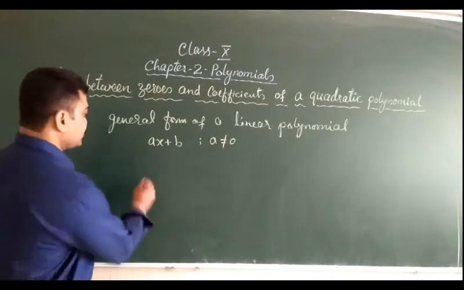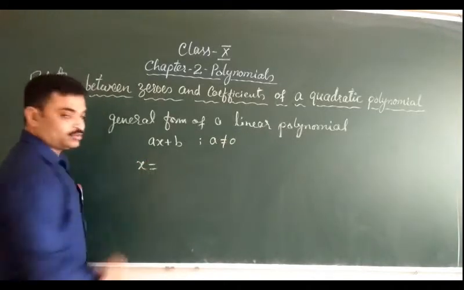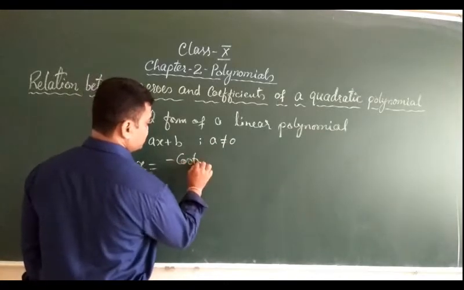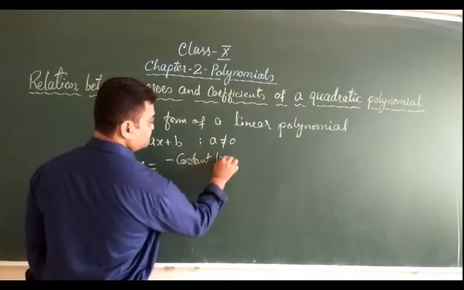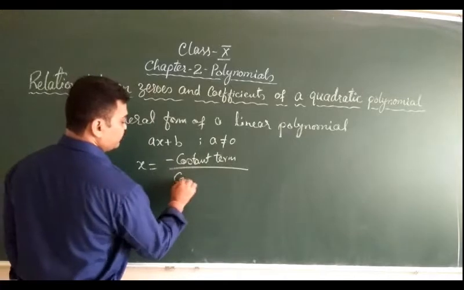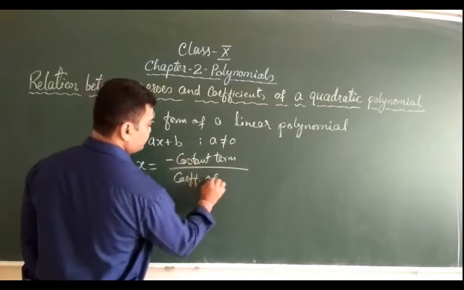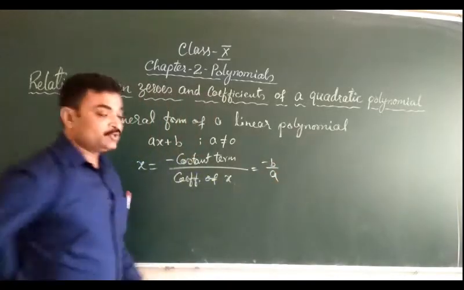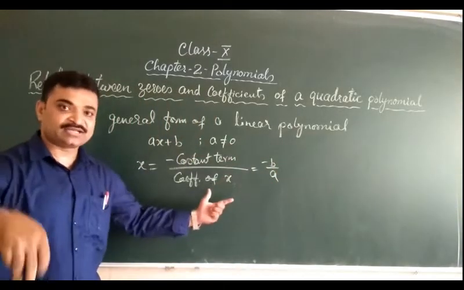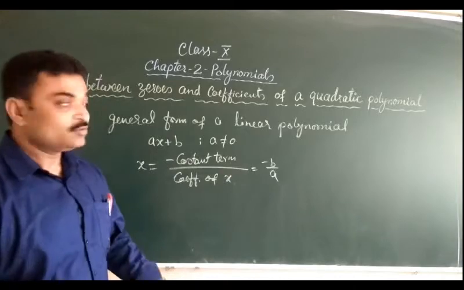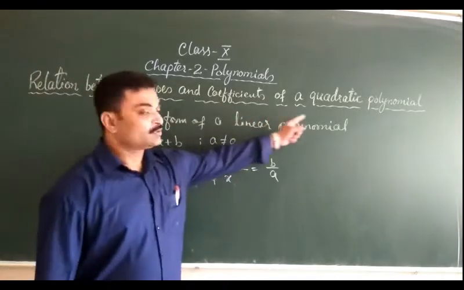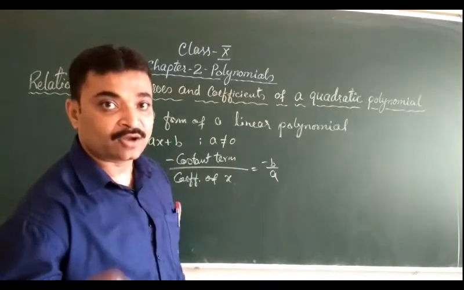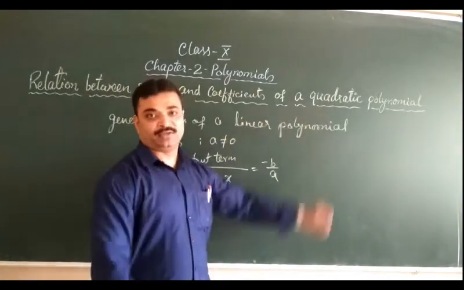Got it? And what is the solution? x is equal to minus of constant term upon coefficient of x, that is minus b upon a. So this thing we have studied in the previous lecture. Okay. So now we study about the relationship between zeros and coefficient of quadratic polynomial.